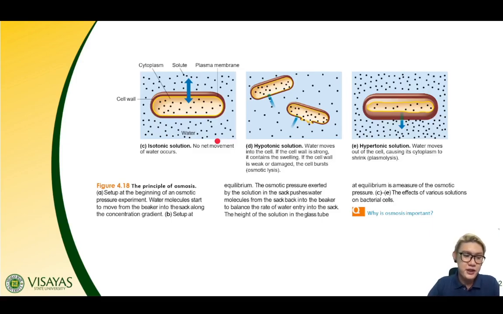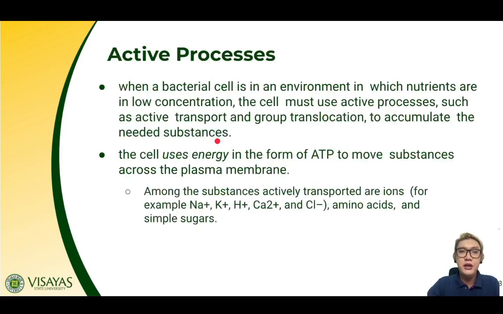in different environmental conditions. Now, if there is already expenditure of energy, that is already called an active process. When a bacterial cell is in an environment in which nutrients are in low concentration, the cell must use active processes such as active transport and group translocation to accumulate the needed substances. The cell uses energy in the form of ATP to move substances across the plasma membrane.